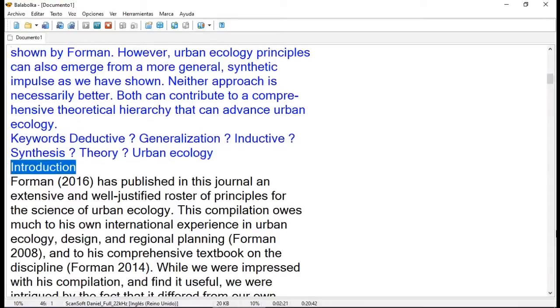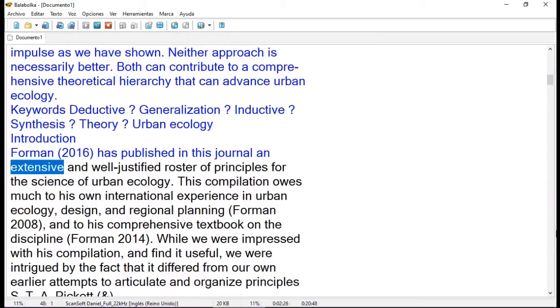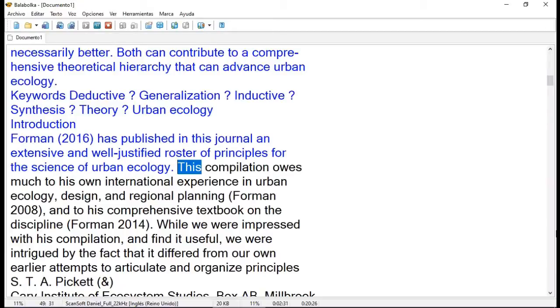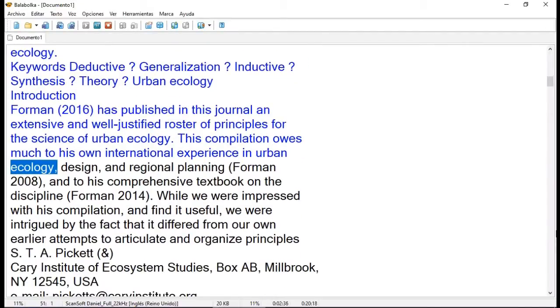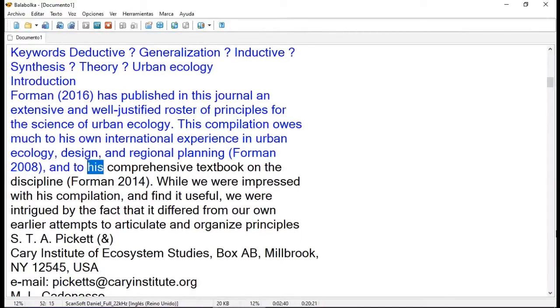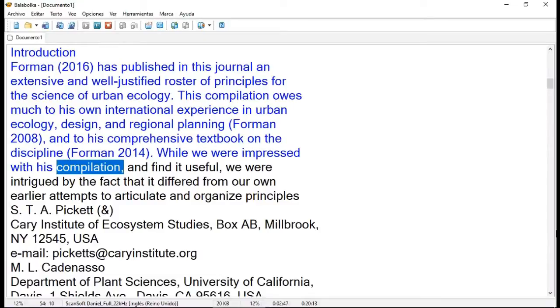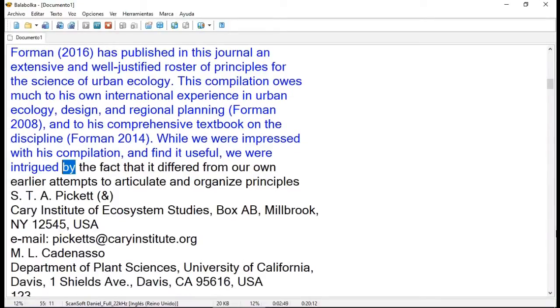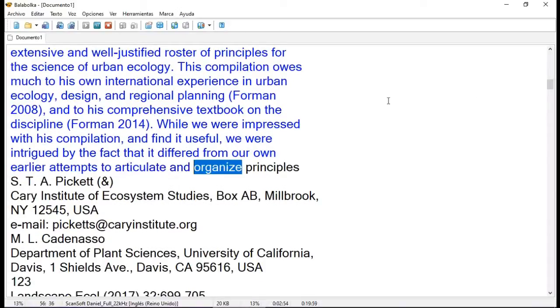Urban Ecology Introduction. Forman 2016 has published in this journal an extensive and well-justified roster of principles for the science of urban ecology. This compilation owes much to his own international experience in urban ecology, design, and regional planning, Forman 2008, and to his comprehensive textbook on the discipline, Forman 2014. While we were impressed with his compilation and find it useful, we were intrigued by the fact that it differed from our own earlier attempts to articulate and organize principles.